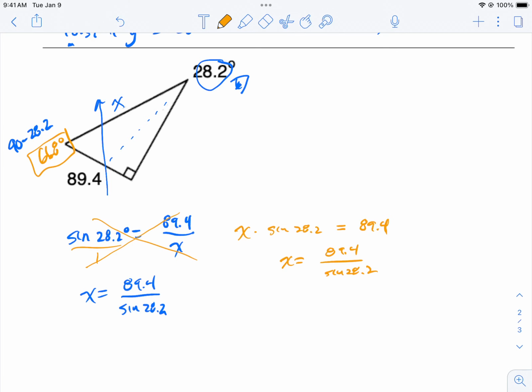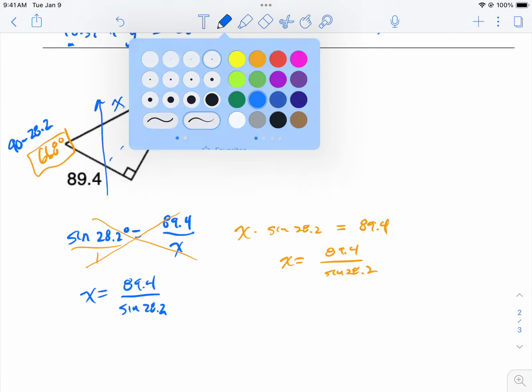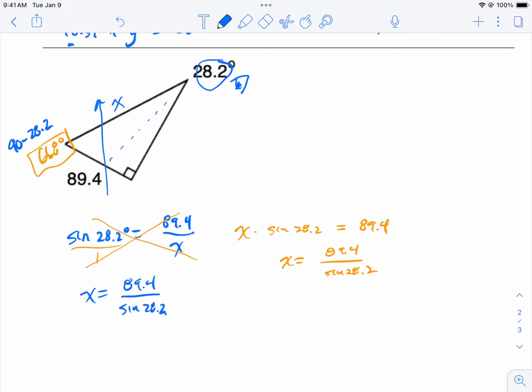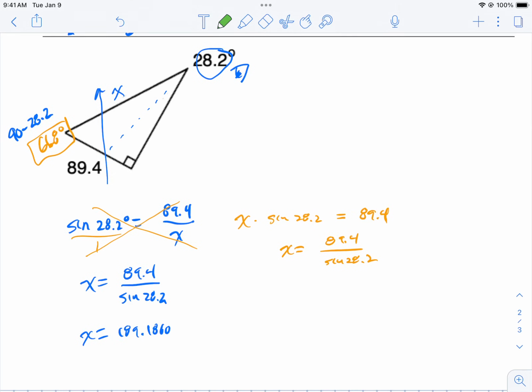Boom. And what I'm getting here on my calculator screen is something like 189.1860, whatever. That's a lot, right? So what am I going to report up here?